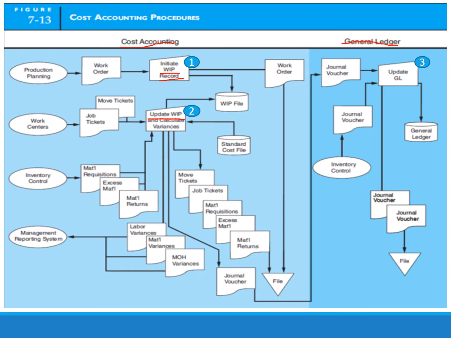So the main input is coming from the production planning, working centers, and the inventory controls. For the production planning, it creates the working order, and the working orders will be keyed into the computer. As an assumption, we are having a basic technology processing system. So initial working process record, and then updating the working in progress file.